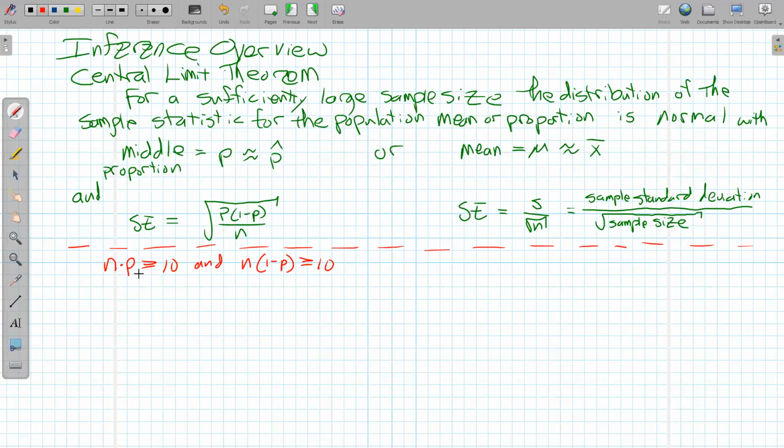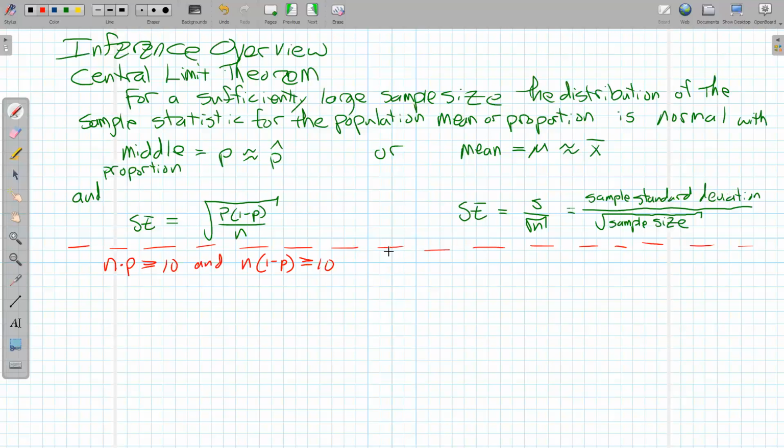If either of the numbers we're talking about, the number in favor or the number against, is less than 10, then we probably shouldn't be using this technique. We need to use another method to run a hypothesis test or a confidence interval. Often a simulated one, a bootstrap one, can work for that, which is what we started off doing. But these formulas don't work as well if the numbers are too small.